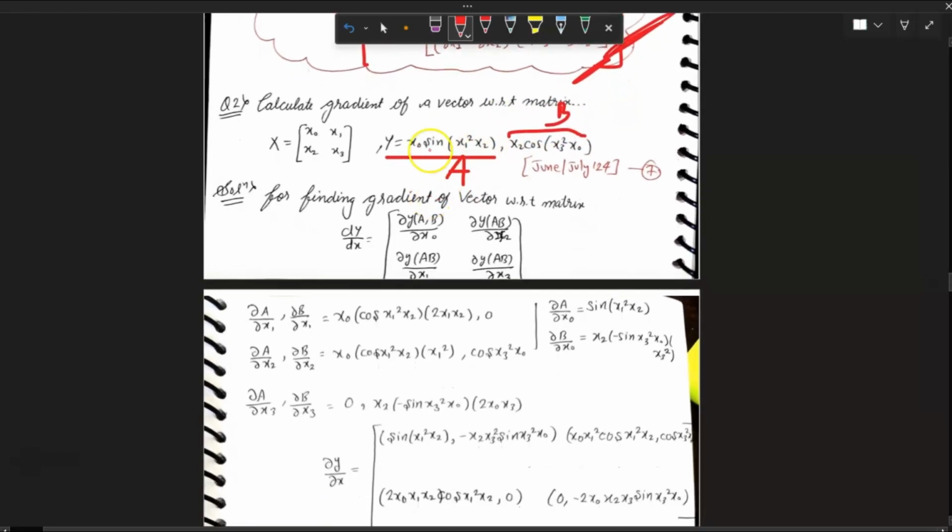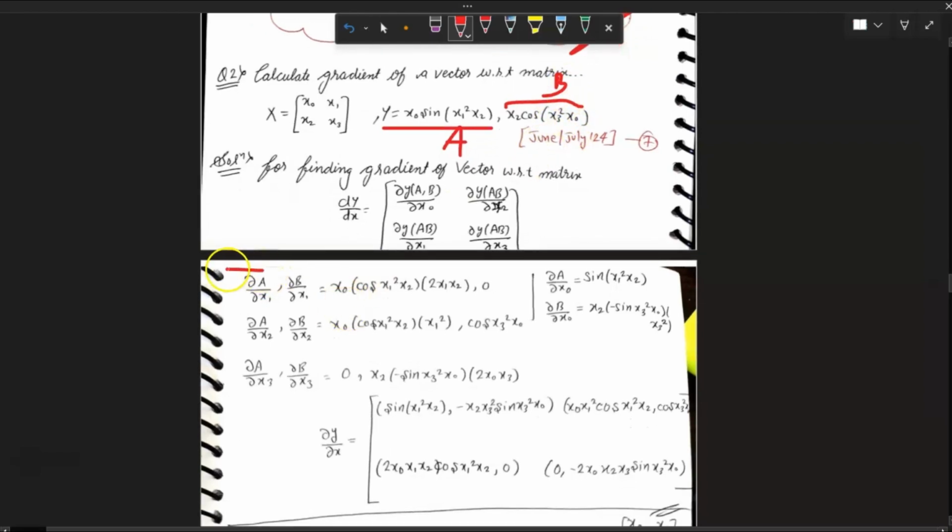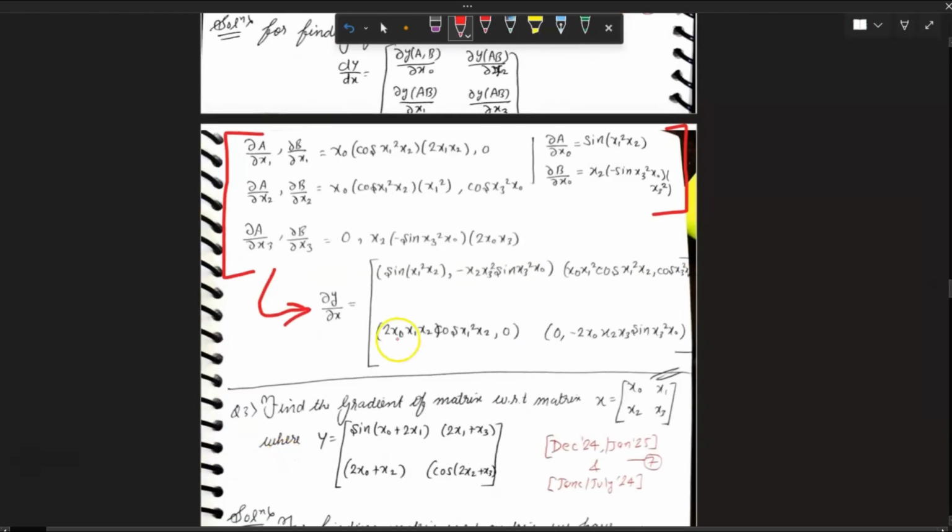So likewise you have to do separate differentiation for this a and b. To differentiate a, take the partial differentiation with respect to x1 and x2, and the partial differentiation with respect to x3 and x0 for this b. Okay, so likewise you find all the partial derivatives: ∂a/∂x1, ∂b/∂x1, ∂a/∂x2, ∂b/∂x2, then ∂a/∂x3, ∂b/∂x3, and ∂a/∂x0, ∂b/∂x0. Find separately for all of these and put the values over here. You will get this answer.